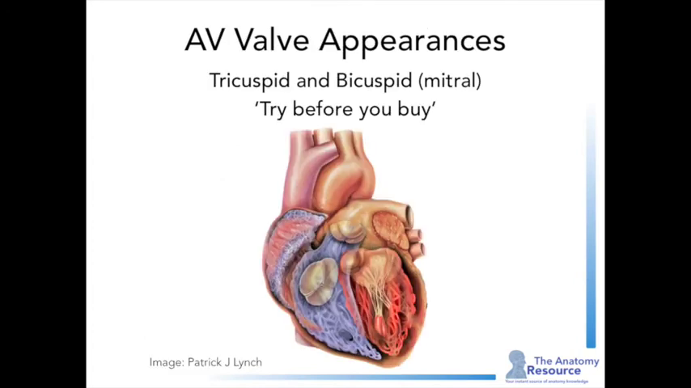So you get first the tricuspid valve, which has 3 cusps, then the bicuspid or mitral valve, because it looks like a bishop's mitre, on the left side. I always remember tri before you buy, tricuspid before bicuspid. Those chordae tendineae are responsible for holding the valves patent.